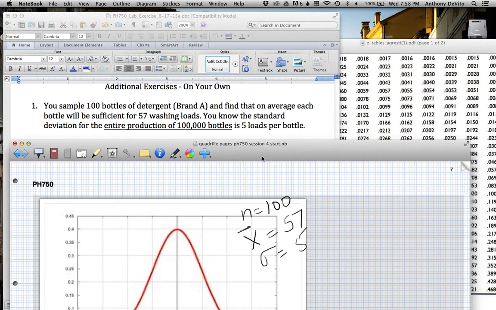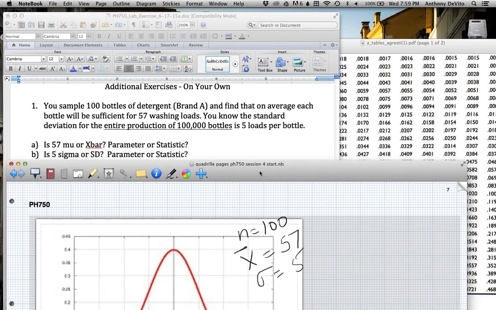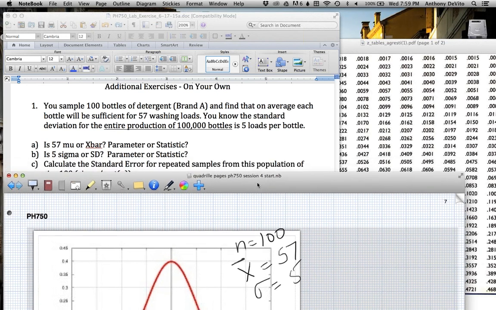Okay, so let's see what questions they ask us about this. Is 57 mu or X bar? We know that it's X bar. It's the sample mean. And that's called a statistic, not a parameter. A statistic is anything you get from your sample. A parameter is anything that represents the population. Is 5 sigma or SD, standard deviation? Well, we said that's actually the population standard deviation, sigma. That's why I wrote it down as sigma.